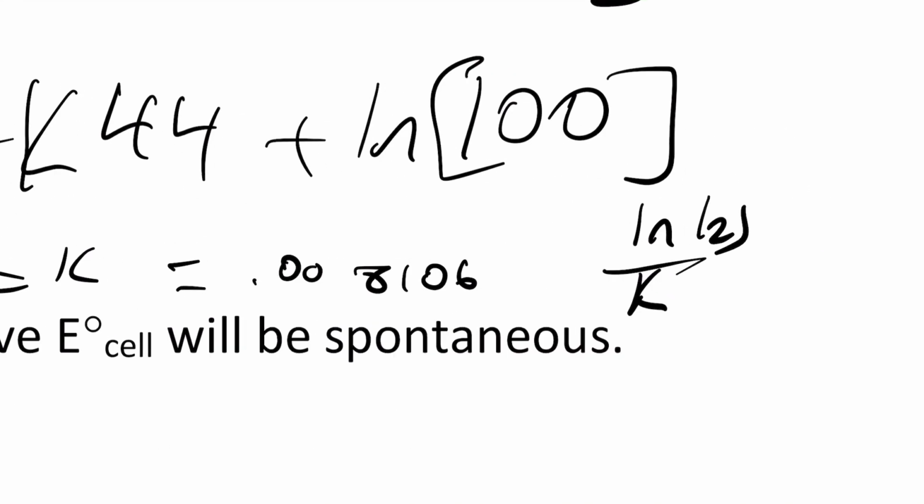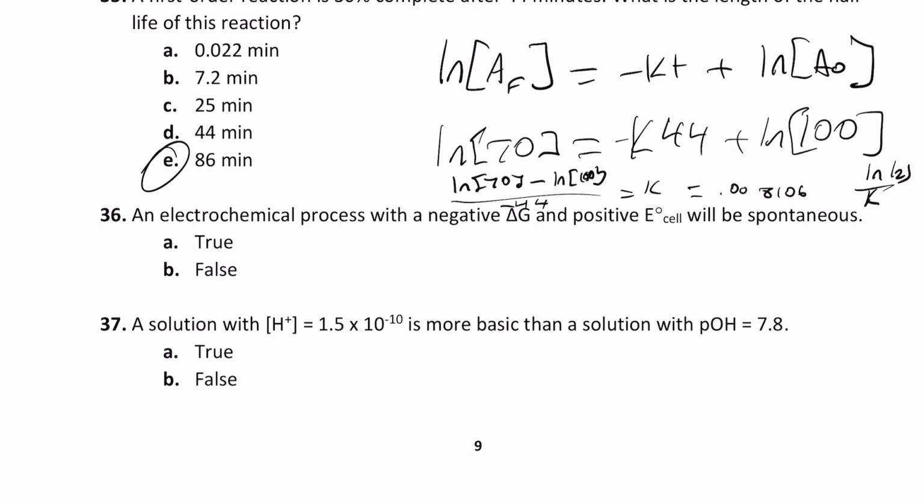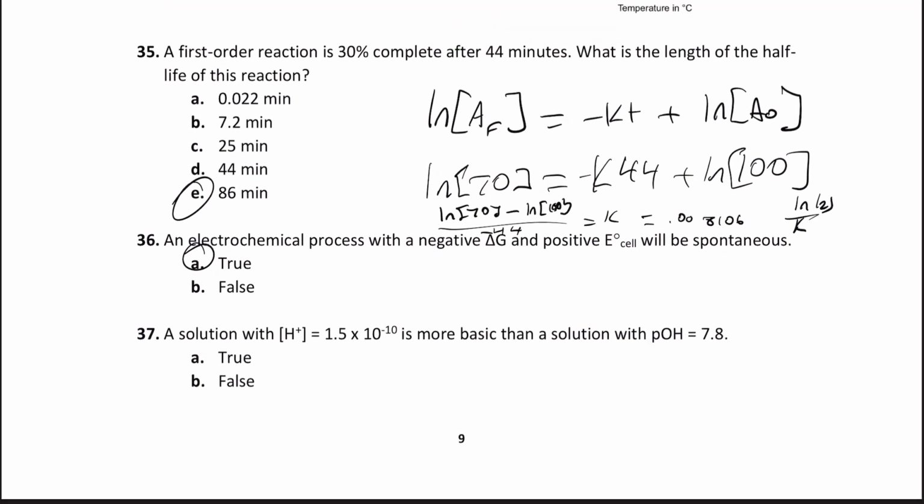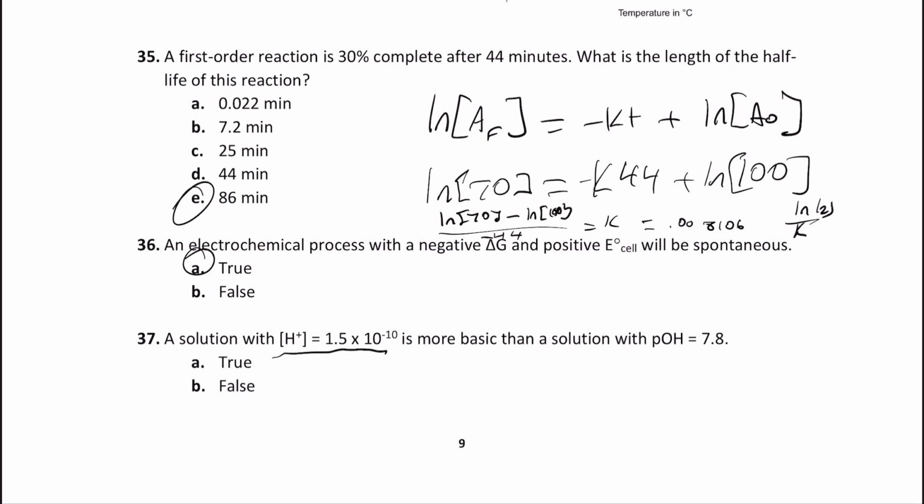All right, moving on. An electrochemical process with the negative delta G and positive delta E. Sorry, what am I saying? Positive E cell will always be. Oh, this is true or false? Yeah. A solution containing H plus at 1.5 times 10 to the negative 10 is more basic than a solution with pOH of 7.8. So pOH of 7.8 is like a 6.2, right? So we can just do the math for this.